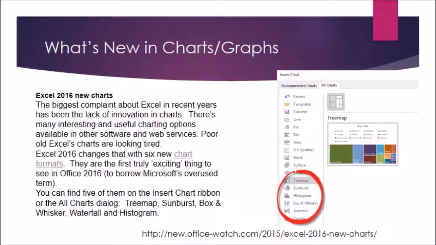So Excel 2016 changes come with 6 new chart formats. They're the first really exciting things to be seen in Office 2016, to use Microsoft's overused term, exciting. You can find 5 of them on the Insert Chart ribbon or the All Charts dialog: tree map, sunburst, box and whisker, waterfall, and histogram.